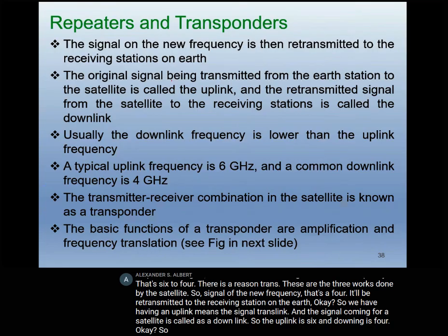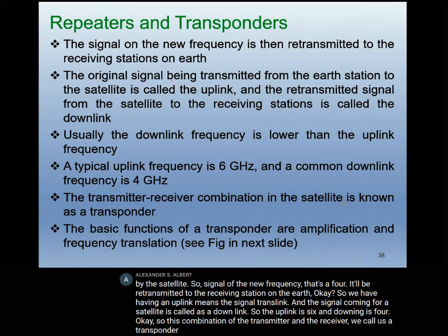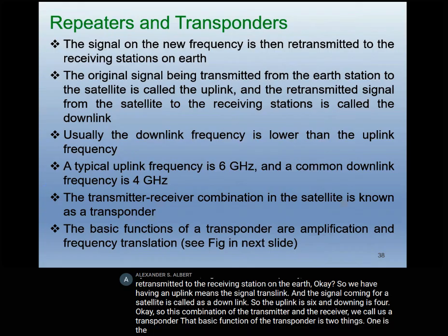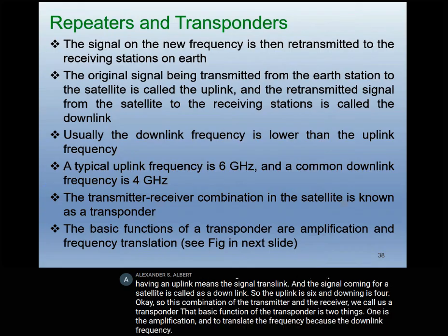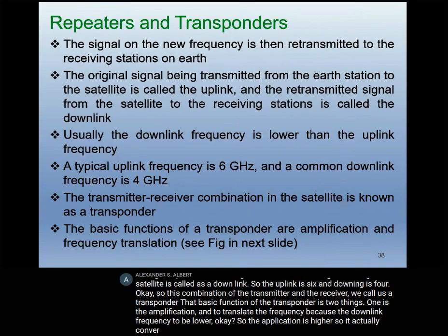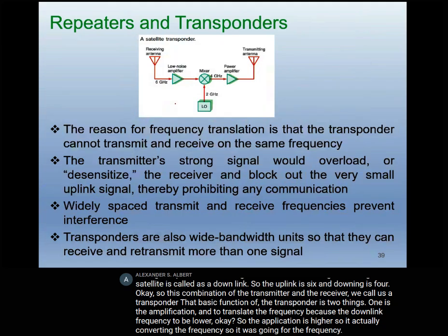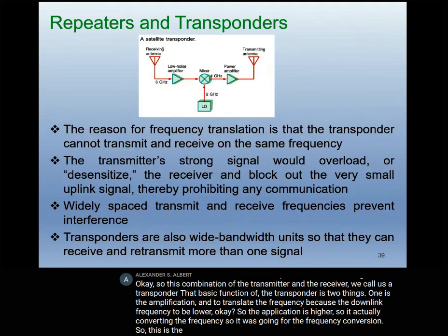This combination of transmitter and receiver we call a transponder. The basic function of the transponder is two things: amplification and translating the frequency, because the downlink frequency has to be lower. The uplink frequency is higher, so it goes for frequency conversion. So these are the repeaters and transponders.